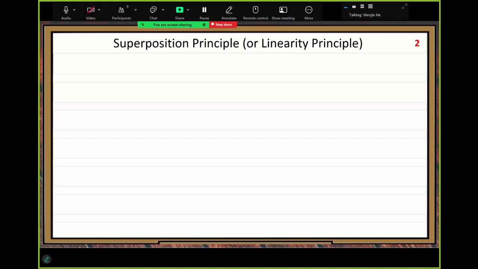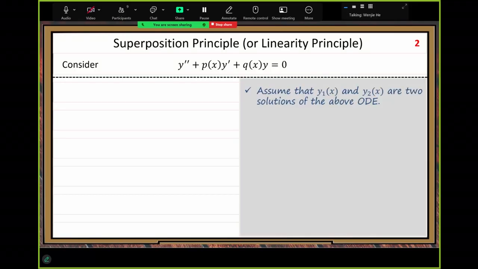Here, the superposition principle, or linearity principle. This principle is very simple, but it is important. Now let's consider the homogeneous linear second order ODE. First, let's check the linearity. We call it a linear ODE, so it must have the linearity principle. We want to verify it, right?